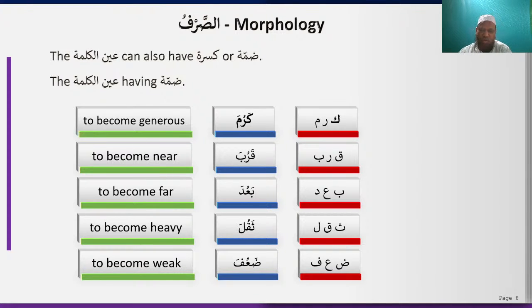Right, so ضاد عين فاء, ضعف, to become weak. If you notice, I've highlighted the kaf of these three letters, kaf ra mim. I've also highlighted only this fail karuma. The rest of it I haven't highlighted. So remember this fail karuma.